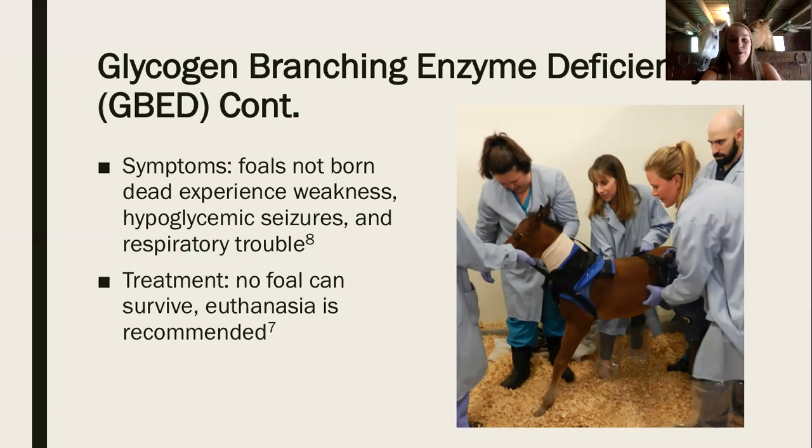So foals that are still alive when born will experience a lot of weakness as their muscles are hardly functioning. You may see hypoglycemic seizures, also respiratory trouble. As you can see in the photo on the right, this foal is struggling, but these 5 doctors are trying to help him. They probably didn't know at that time that the horse was affected until samples after it died. Treatment for this disease, like I said, no foal can survive, so it's just recommended to euthanize them before it gets worse.